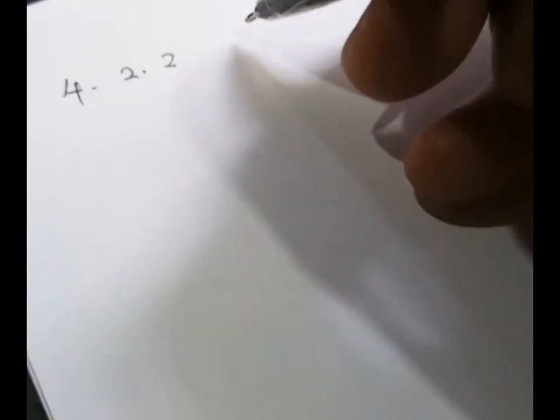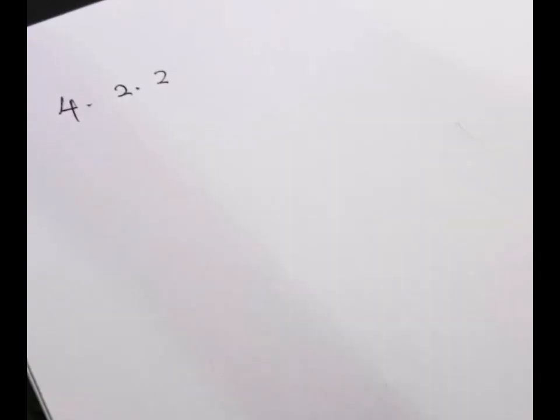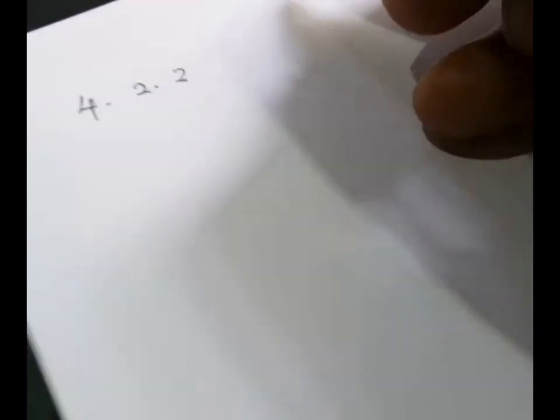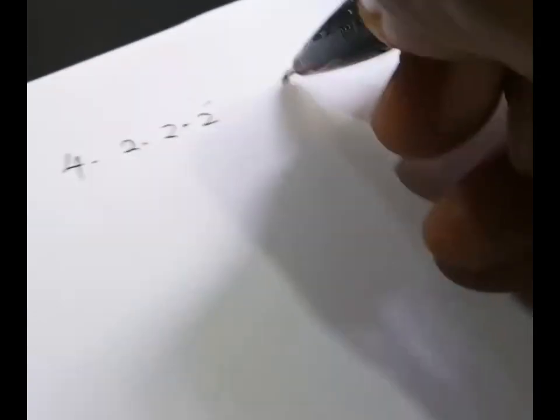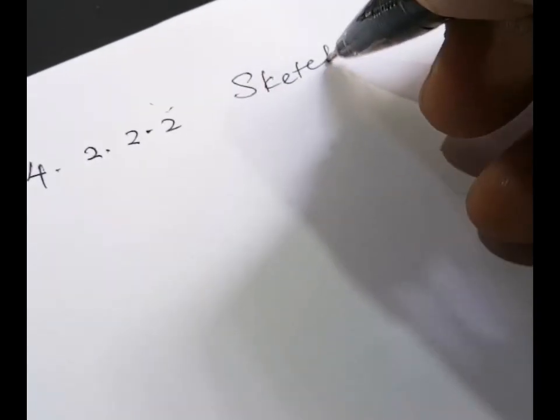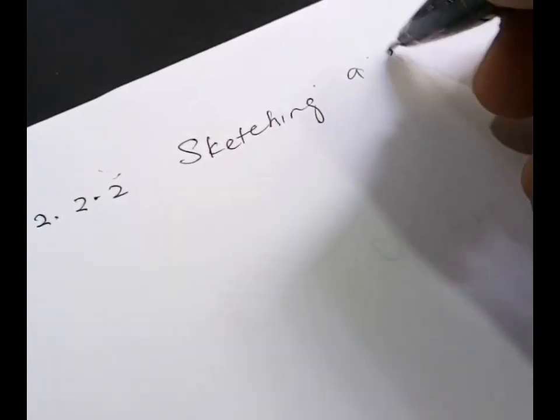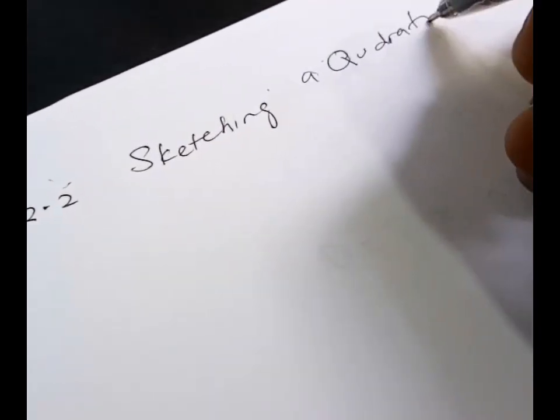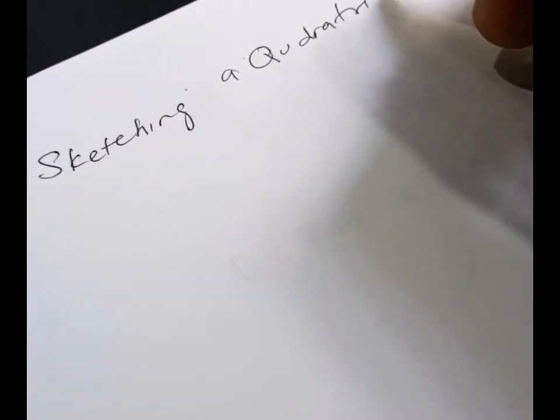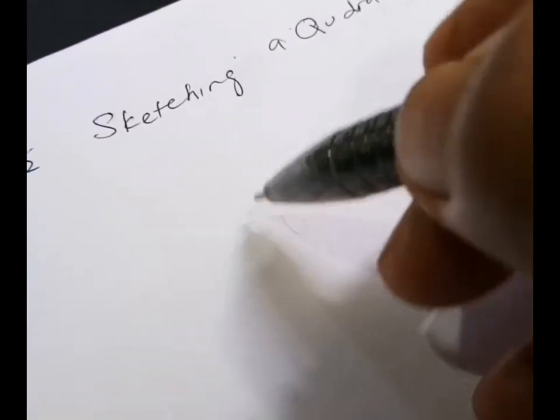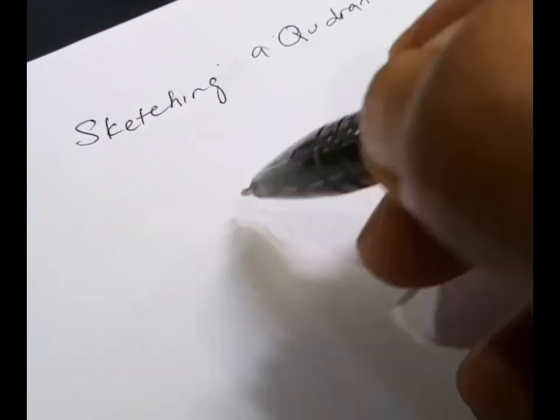Okay, next, 4.2.2, sketching a quadratic function. Sketching means that we need to sketch a graph that represents a quadratic function. The graph of a quadratic function will be of two forms. We have only two forms of quadratic function.